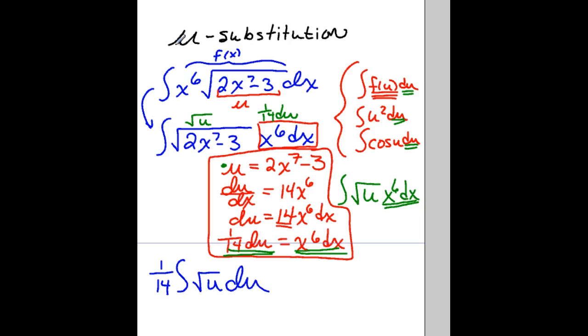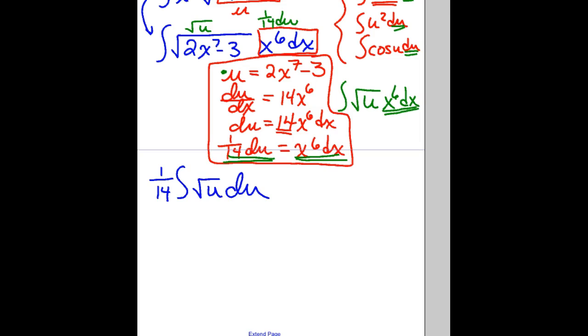Now that is something I can integrate. I've got 1/14 the integral of u to the 1/2 du. And as long as there's that variable match, that would be like x to the 1/2 dx. We know how to do that. We add 1 to the power, disguised as 2/2.